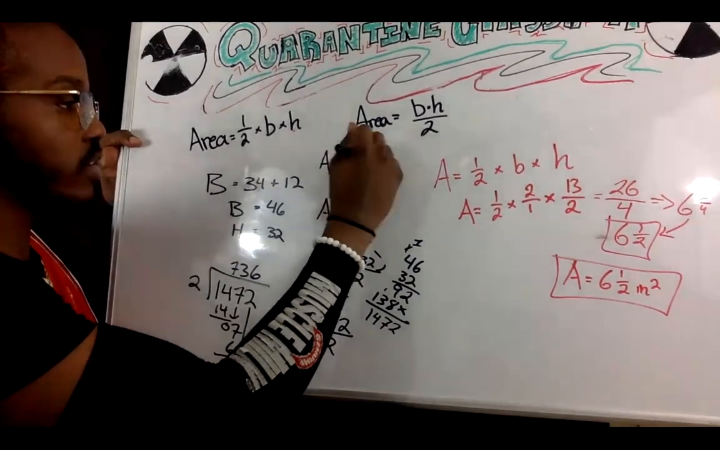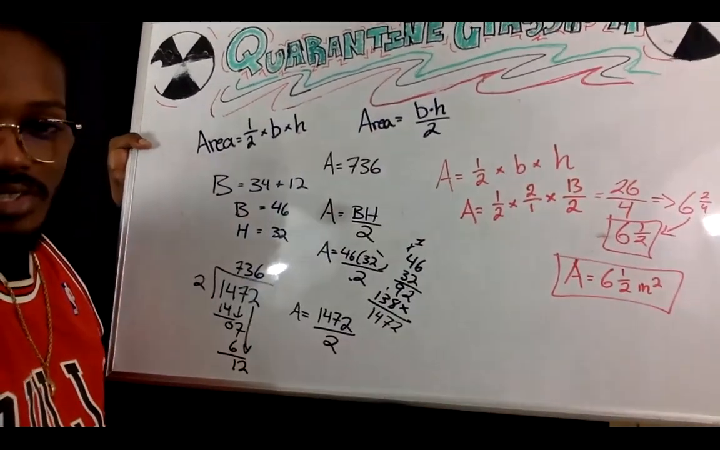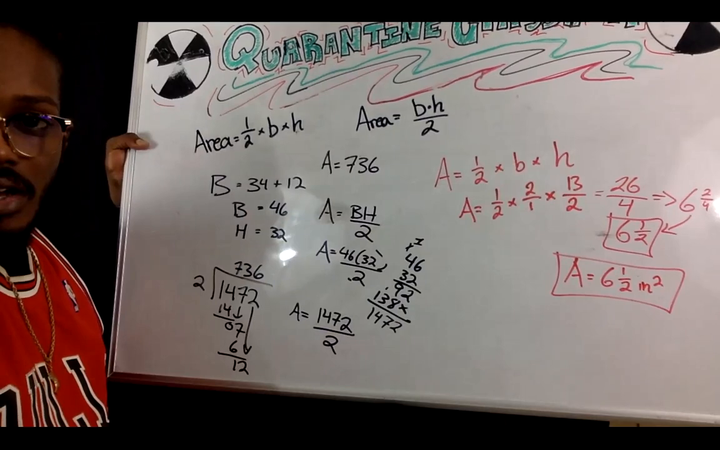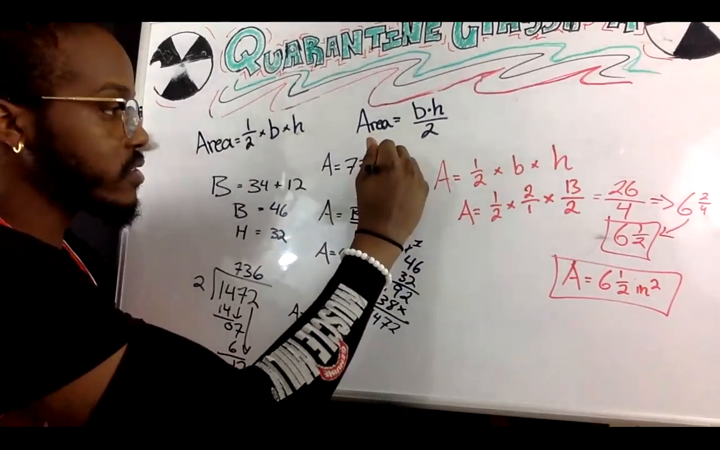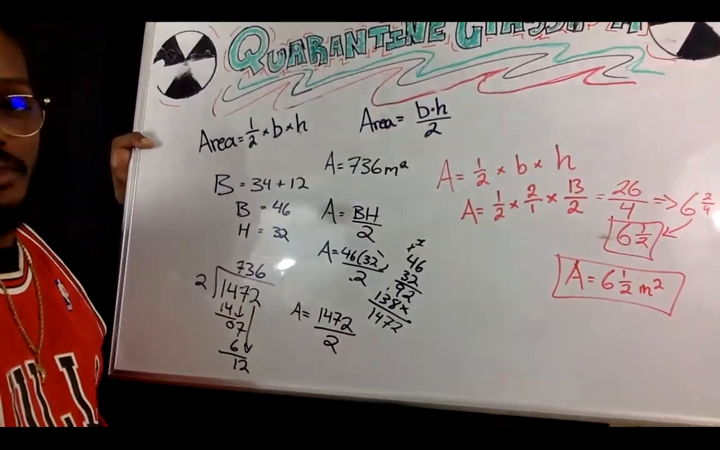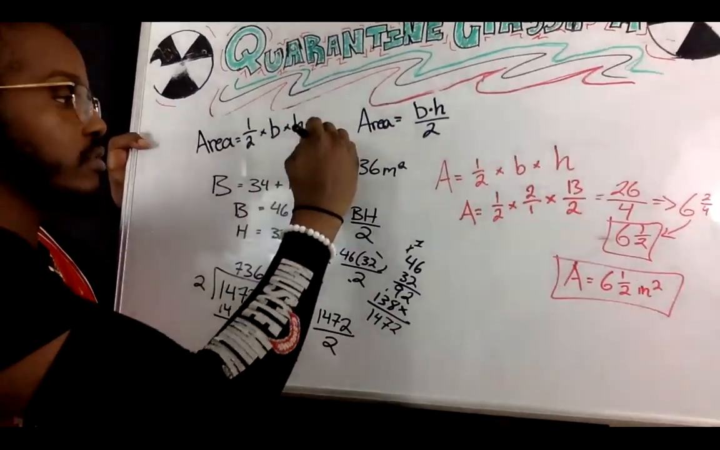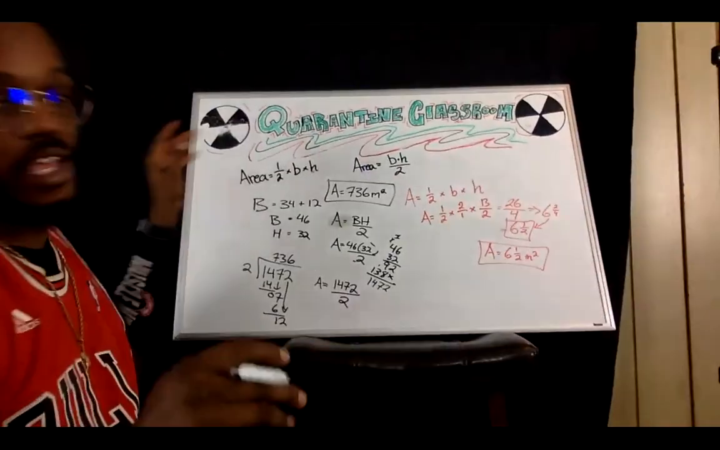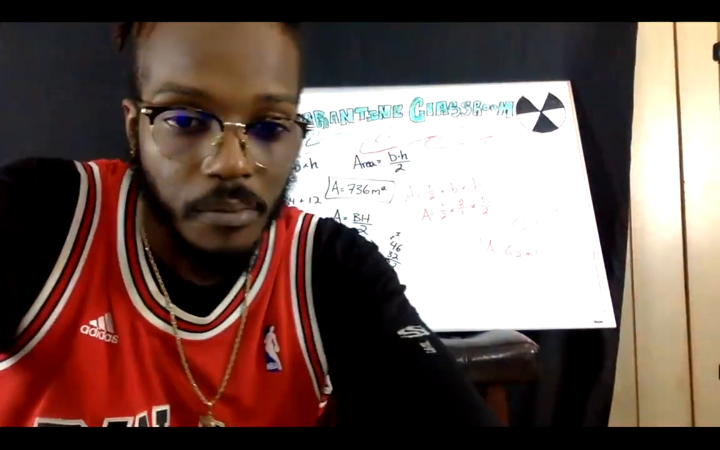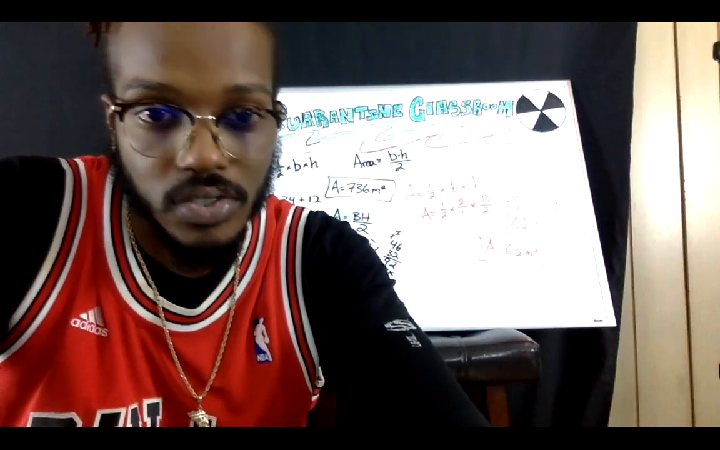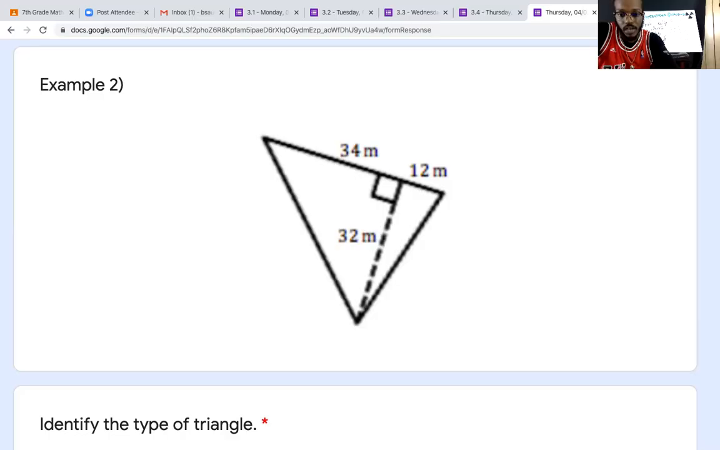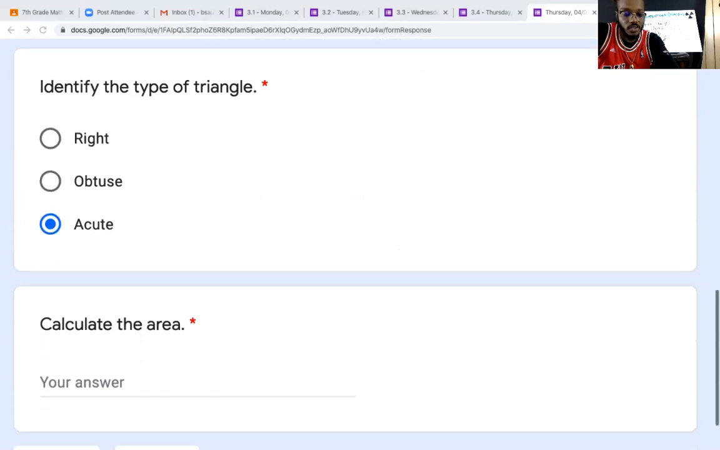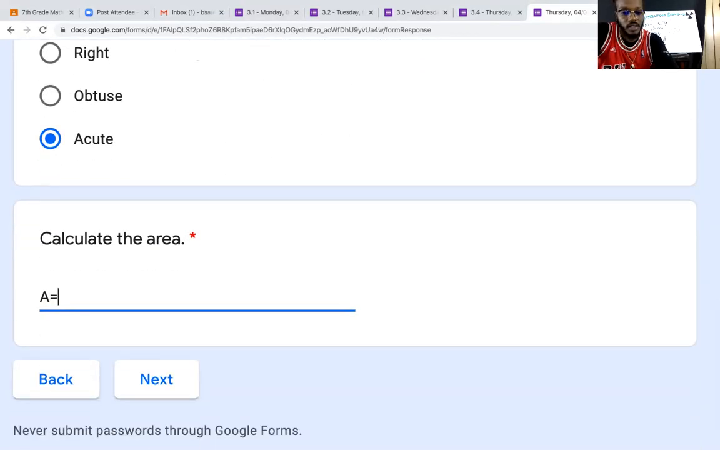I'm going to write that up here. Area is 736. What are the units again? Meters squared. Please, please, please don't leave that naked. 736 meters squared. I'm gonna go back in here and then we're gonna close out this video by just showing you guys what your perfect answer should look like. It's an acute angle, and we know that the area is 736 meters raised to the second power or squared.